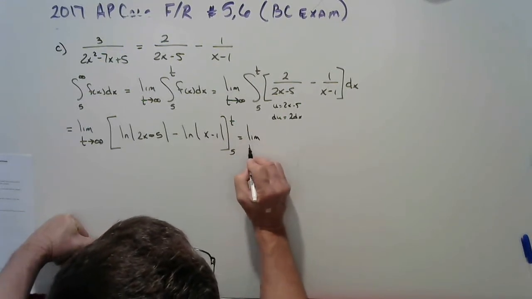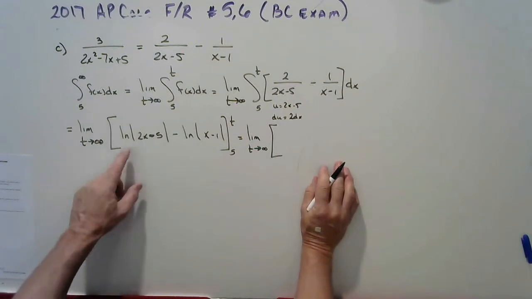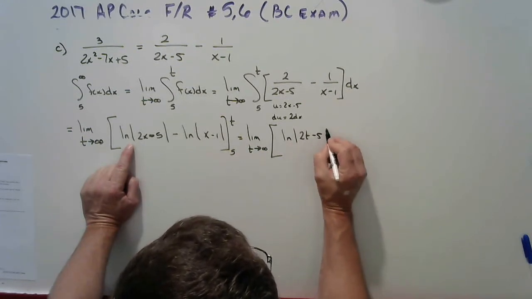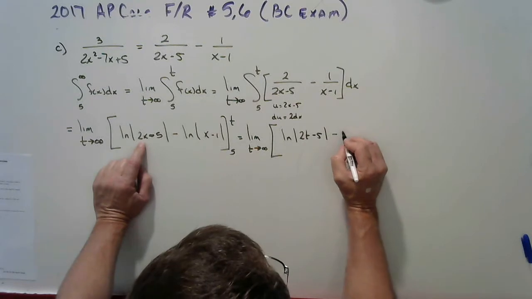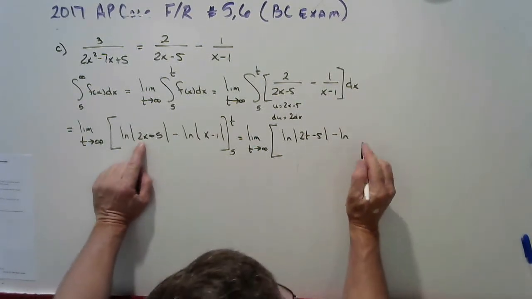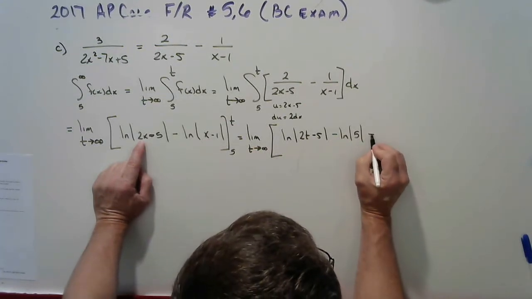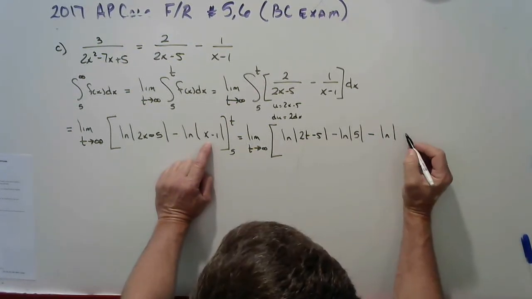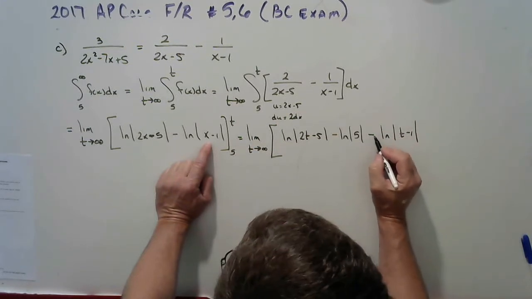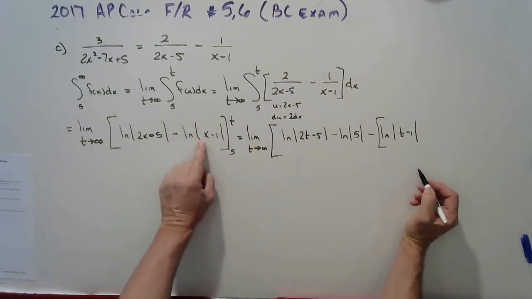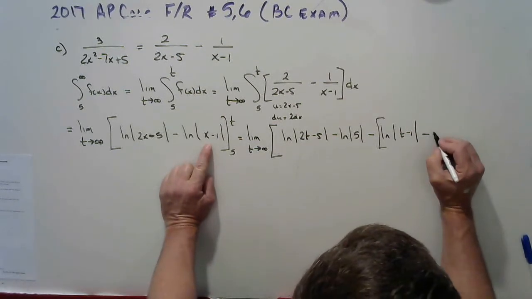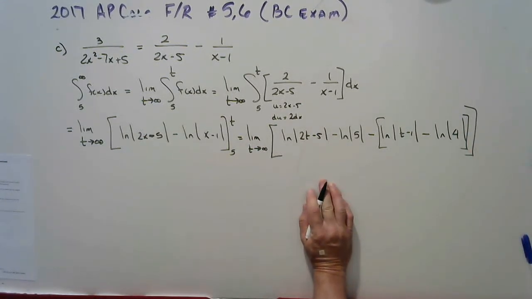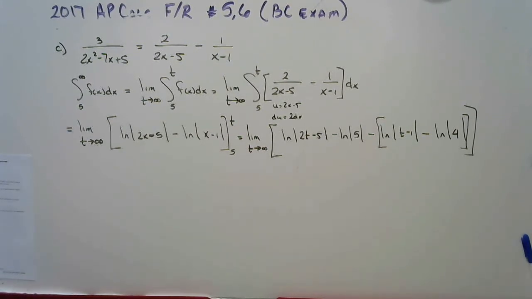So we get the limit as t goes to infinity, and now what do we end up with? We get the natural log of the absolute value of 2t − 5, minus the natural log, we plug in 5, and we get the natural log of 5. That's the fundamental theorem of calculus. Minus here, we get the natural log of the absolute value of t − 1, put another bracket around it because of this negative sign and the distributive property. Minus the natural log of the absolute value of 4. Now don't forget, we have to take the limit of this as t goes to infinity.